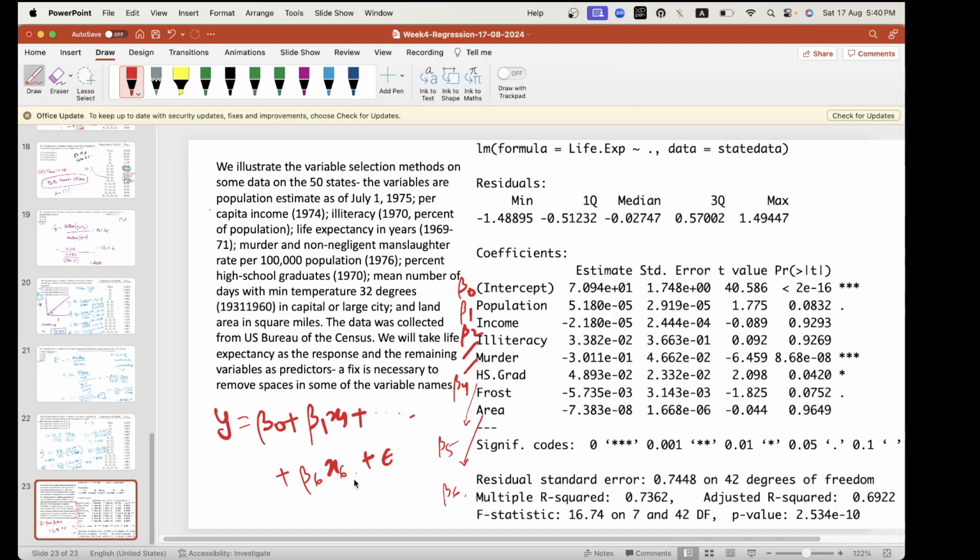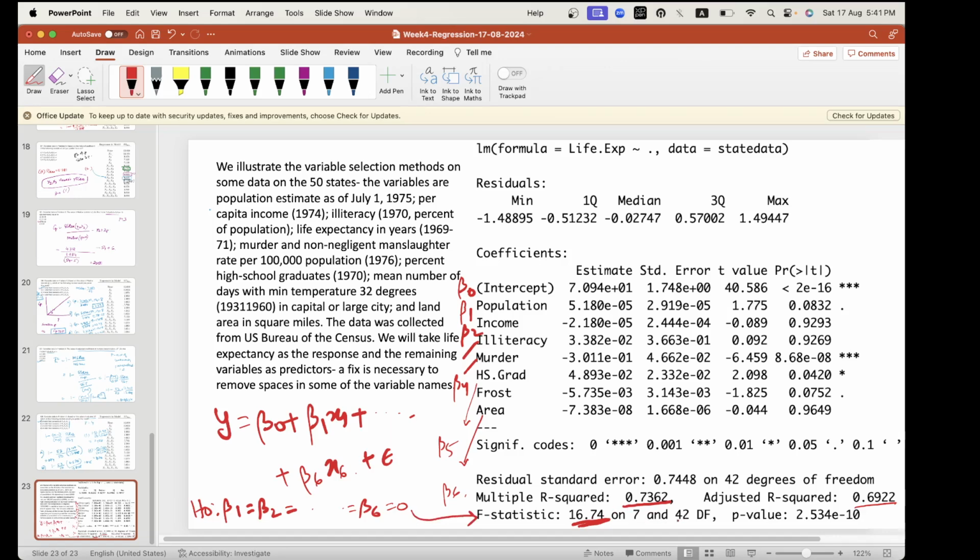All right, now full model, your R square value is here. Okay, full model, this is the R square 0.7362. The adjusted R square is 0.6922. Okay, this F statistic is your test for significance of the entire model, that is beta 1 equal to beta 2 equal to beta 6 equal to 0. This is that test statistic.